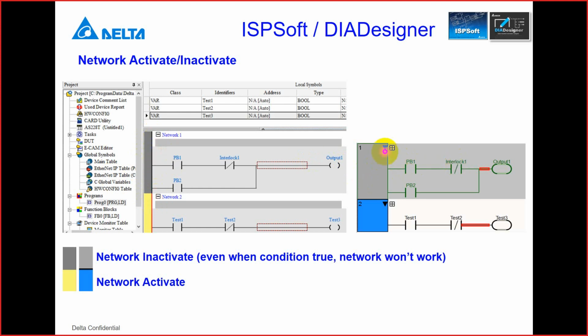The same scenario applies in DI Designer. Okay, so only when the network is active and the condition is fulfilled will the output come out. Otherwise, if you disable or inactivate it, the program will never be executed. Any question? I think normally we use this for troubleshooting. When we encounter some program bug, then we can use this function.